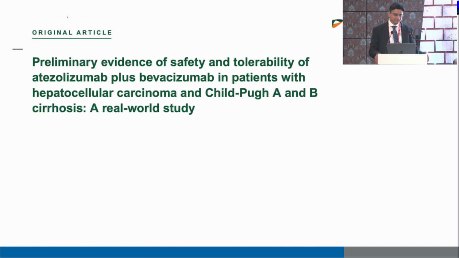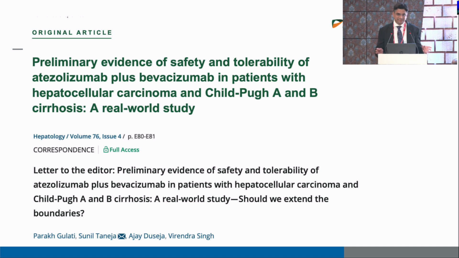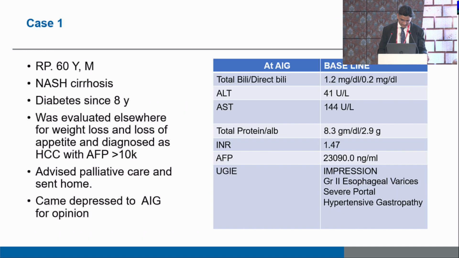That's the reason we need preliminary evidence. There was some study on the safety and tolerability of atezolizumab in Child-Pugh A and B, for which there was a letter saying that we should extend the boundaries of this drug. With this background, we'll be discussing one or two interesting cases from our real practice, which we have seen recently.